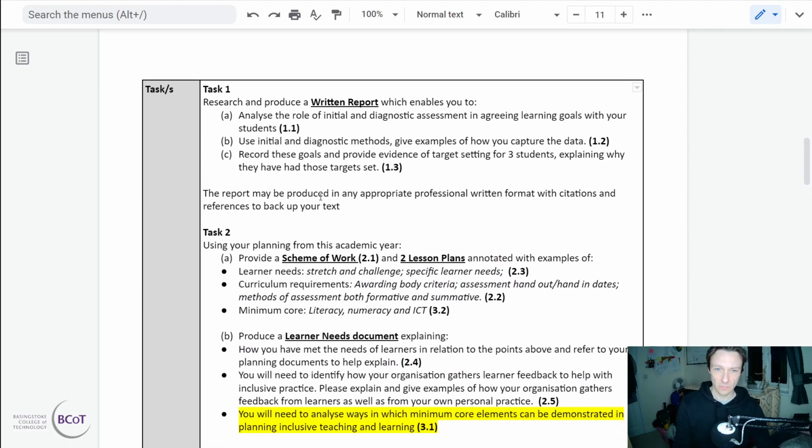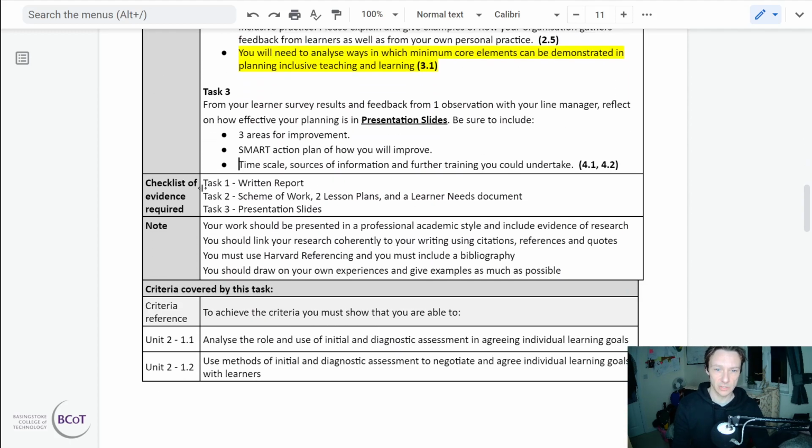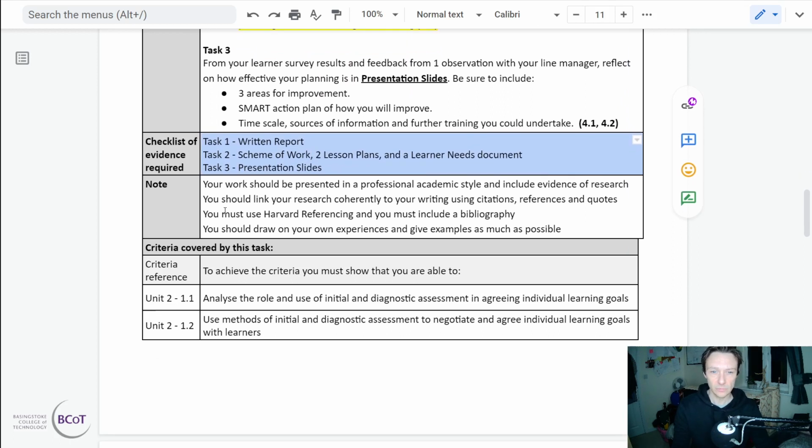So, 3 tasks. Here is your checklist of what I need submitted on the 25th of January. A note here that your work should be presented in a professional academic style and include evidence of research where appropriate. You should link your research coherently, cohesively to your writing and use references where appropriate again. Harvard referencing is the method we are using here, and a bibliography will be included, again, where appropriate.